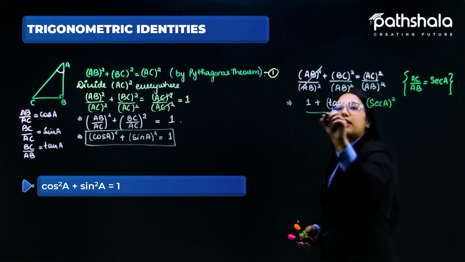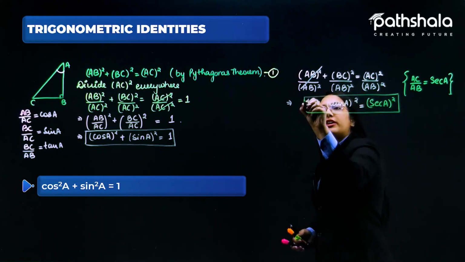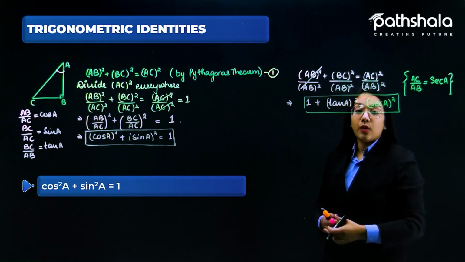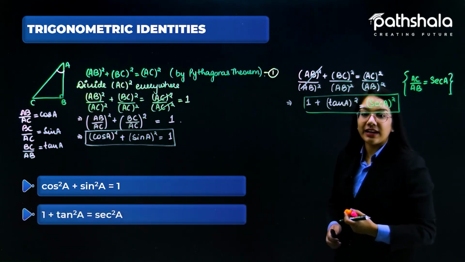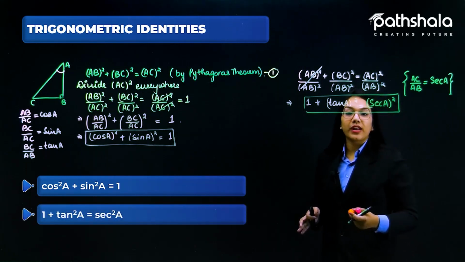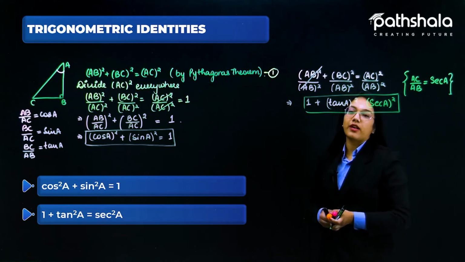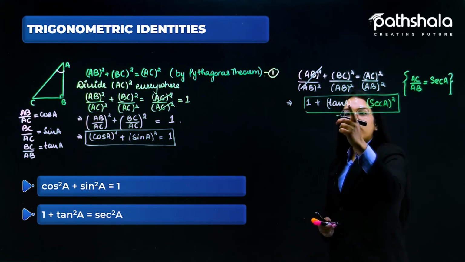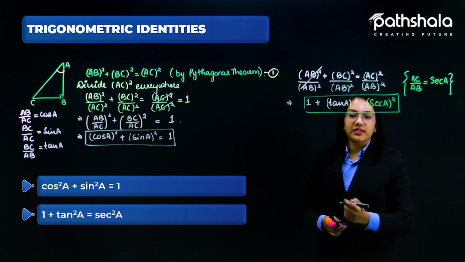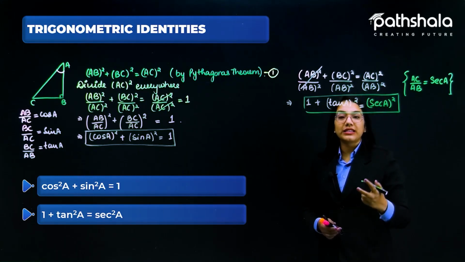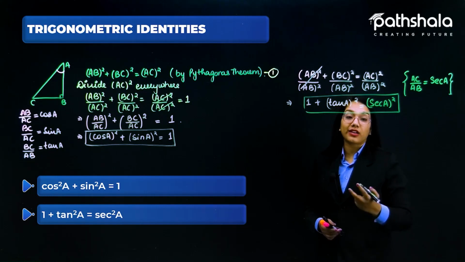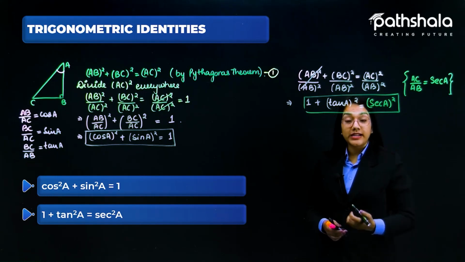So this is nothing but the second trigonometric identity, which is an equation involving trigonometric ratios. The second is 1 plus tan square A is equal to secant square A, and this is my second trigonometric identity.